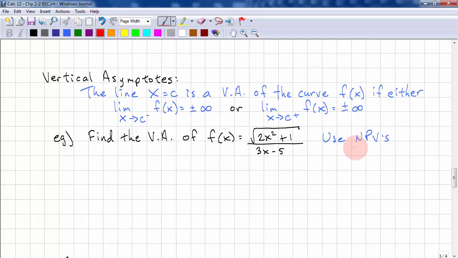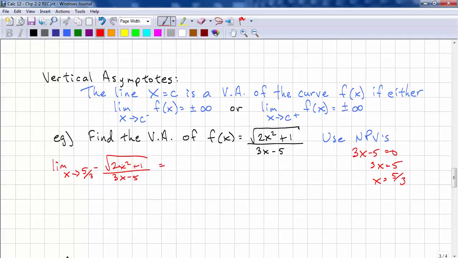And a hint here is we use the NPVs. And we did this in pre-calc 12. So 3x minus 5 equals 0, 3x equals 5, x equals 5 over 3. So we take the limits. The limit as x approaches 5 over 3 from the left of the square root of 2x squared plus 1 over 3x minus 5.